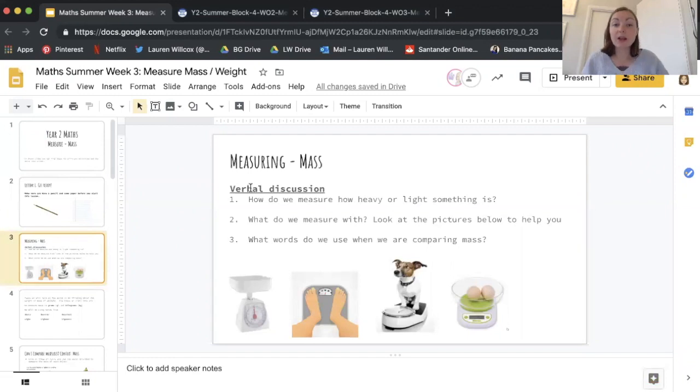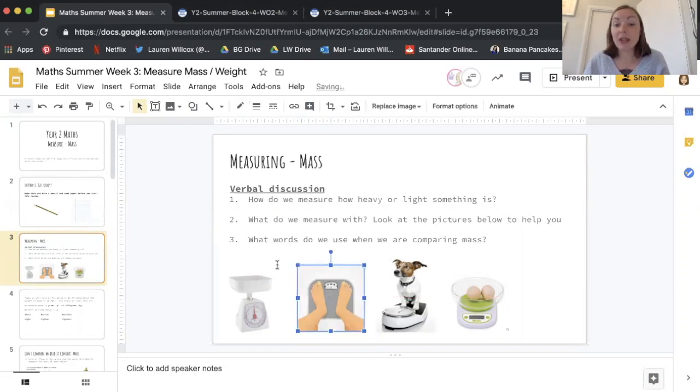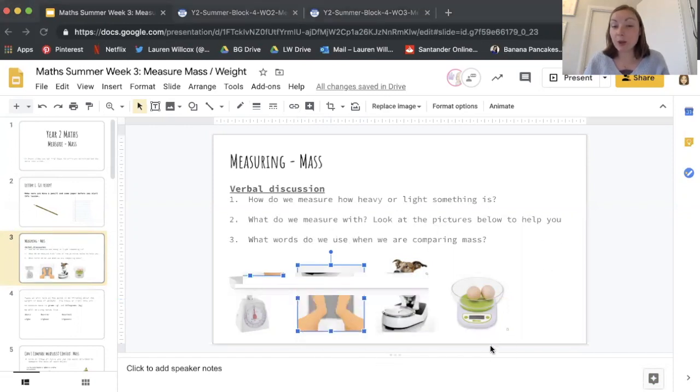Okay, so your first slide is your verbal discussion. Question 1 is, how do we measure how heavy or light something is? So we're going to be talking about mass today. That is how heavy something is. So here, have a look at these pictures. Question 2 says, what do we measure with? Look at the pictures below to help you. So you might want to pause this here and have a think about it with your family.